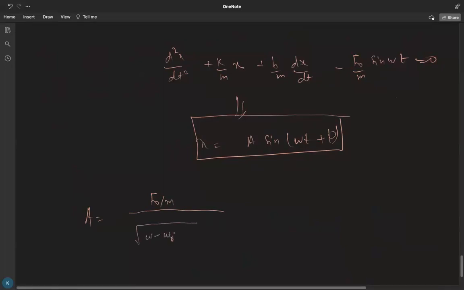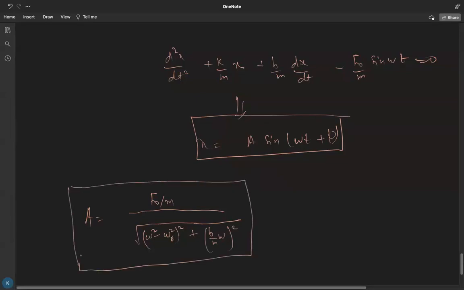Omega square minus omega naught square. And I hope you all remember what omega naught square is. So omega naught is our angular frequency, plus b by m omega square. So this is the amplitude of the system. Let me write it here. What is omega naught? So omega naught is still our square root of k by m.